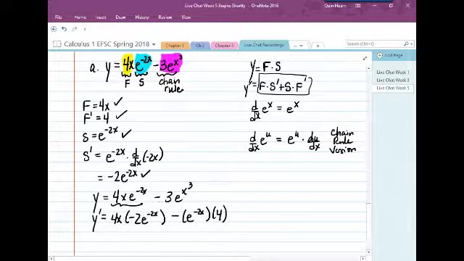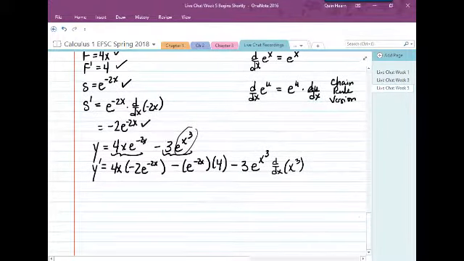Now let's move on to the second term. Taking its derivative, we're going to have to use the chain rule. The negative 3 stays the same. The derivative of e to a power is e to that power. And then, since that power wasn't just an x, we multiply times the derivative of x cubed.